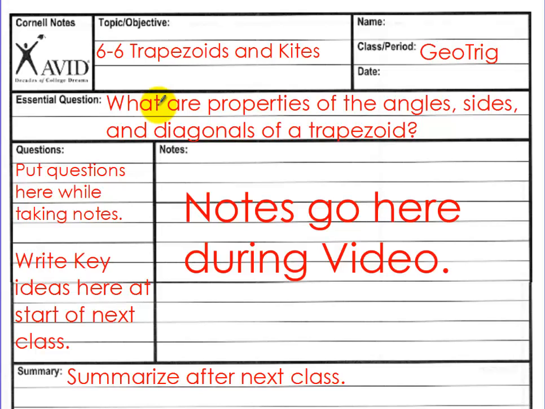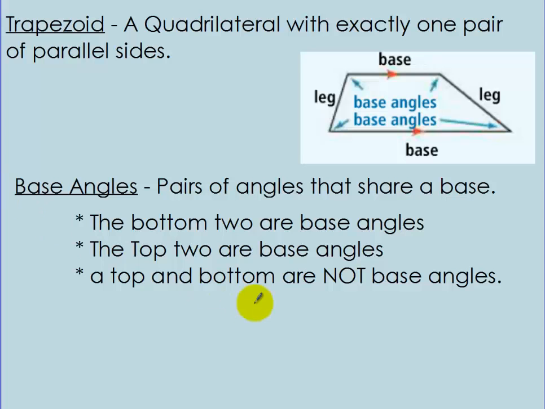Welcome, GeoTrig. This is section 6.6, Trapezoids and Kites. The essential question is, what are properties of the angles, sides, and diagonals of a trapezoid? Let's begin. So what is a trapezoid?